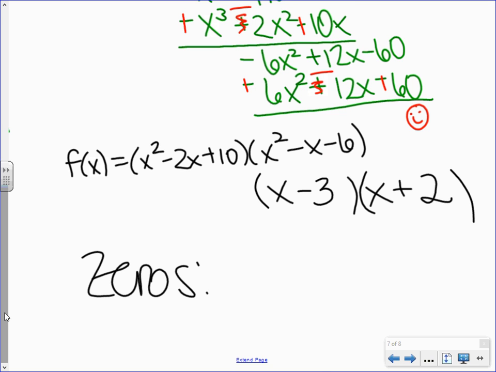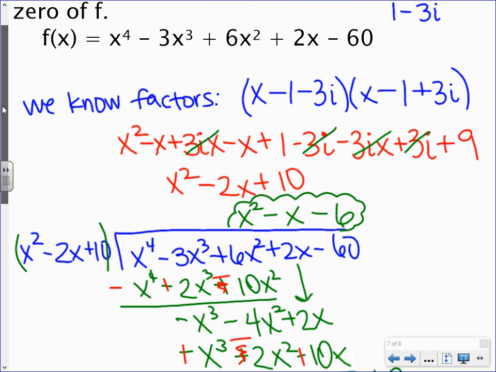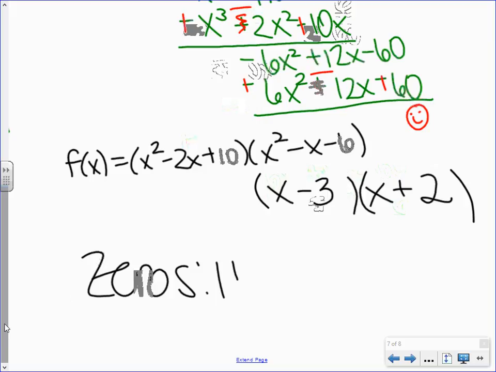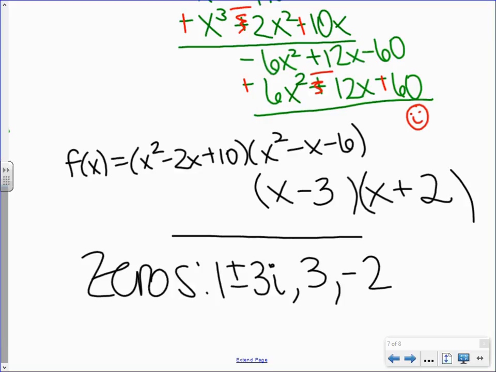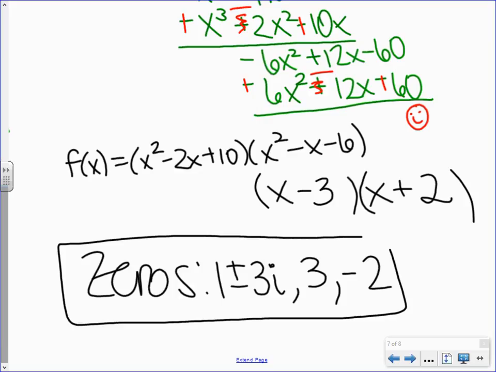So we have zeros of, what were they? 1 plus or minus 3i. I do not mind if you write them like that. You are more than welcome to write them separately too. Well, we also have zeros of 3 and negative 2. Okay? We could have used the rational zeros test, but it may have taken us a while to get through those, right? Any questions?